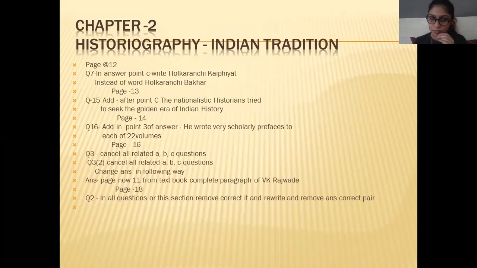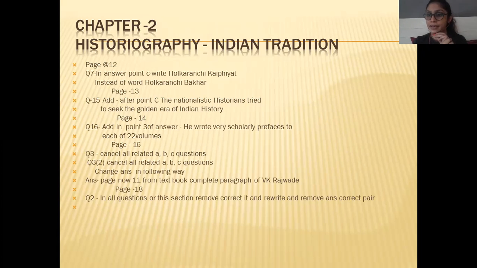Page number 16, question number 3, part 1, cancel all the related A, B, C questions. Similarly, question number 3, sub-question number 2, cancel all the related questions, that is A, B, and C. Now, on page number 11, the whole paragraph of V.K. Rajwade in the textbook, you have to write in the similar manner.